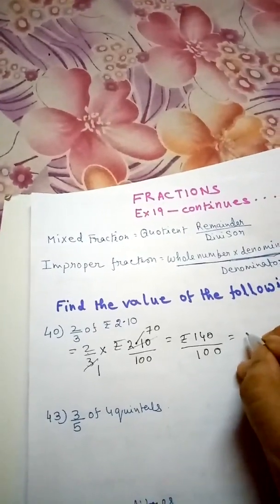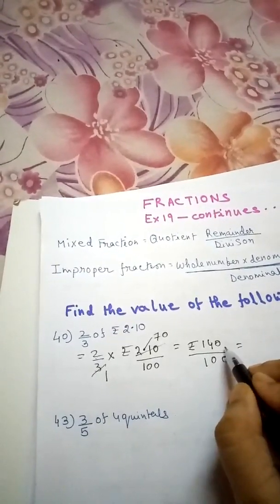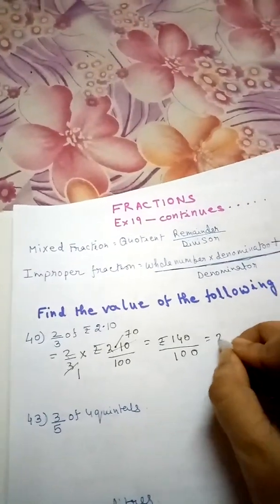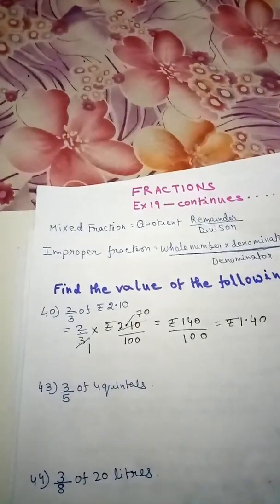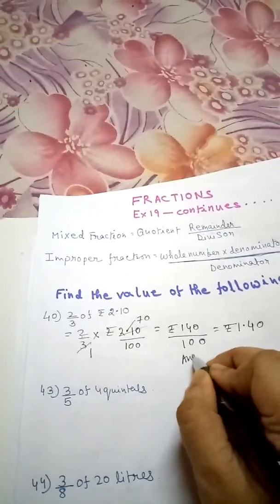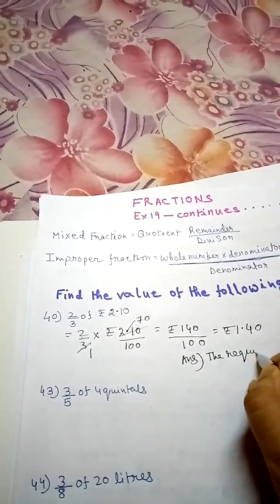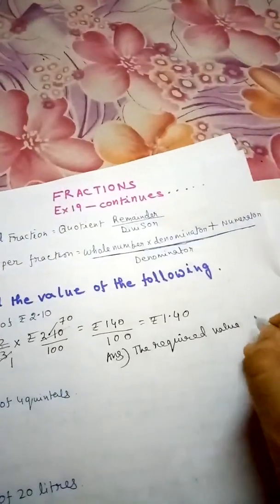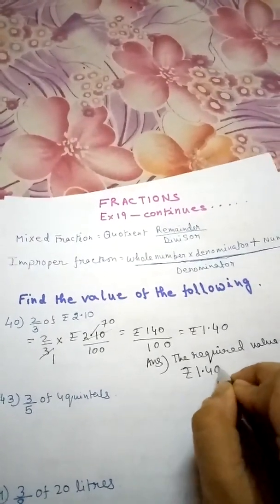So convert this again into decimal. So how many zeros are there? 1, 2. So the point will shift towards left, 2 places towards left, that is rupees 1.40. Okay, and you have to write down the answer. The required value is rupees 1.40. Okay, come to the next question.